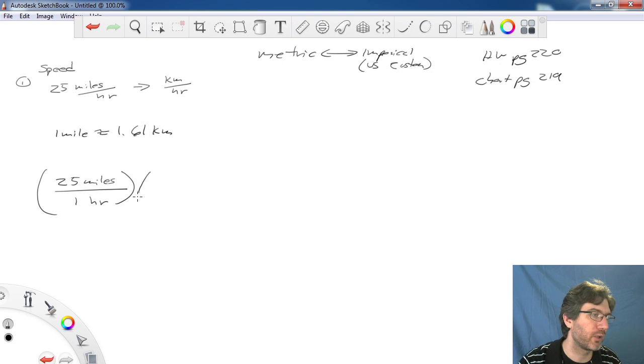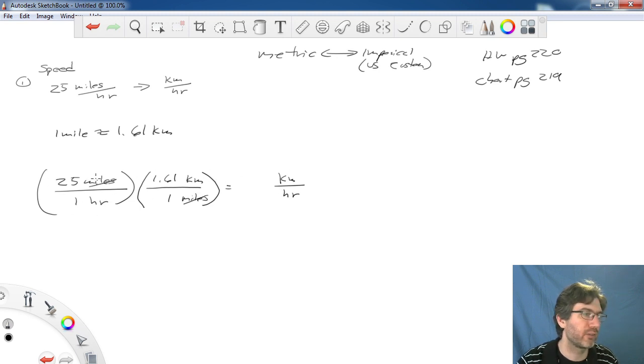So we're just going to multiply this by our conversion ratio. And again, I want miles to cancel, so I'm going to put miles on the top. Follow those units. Keep the units straight here. If miles are on the bottom, then kilometers are on top. And the 1 goes with the miles, and the 1.61 goes with the kilometers. Now my miles will cancel, and I'm left with kilometers on top and hours on the bottom.